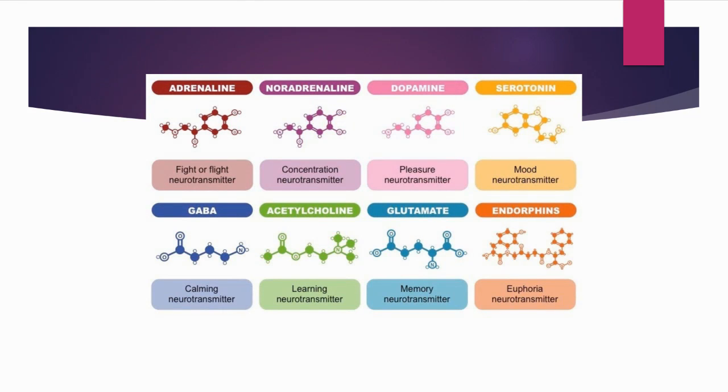We have adrenaline, noradrenaline, dopamine, serotonin, GABA, which is gamma aminobutyric acid, acetylcholine, glutamate, endorphins. So if you look at them, acetylcholine excites the skeletal muscles, but inhibits the cardiac muscle and glands.